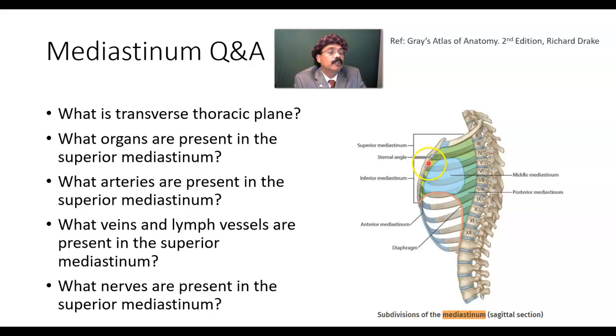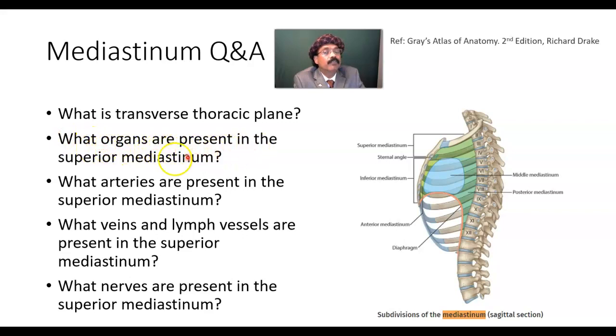Bounded anteriorly by the body of the sternum, posteriorly by T5, T6, T7, T8, T9, T10, T11 up to T12. On each side by the mediastinal pleura. Okay. So now we'll go to the contents of the mediastinum.